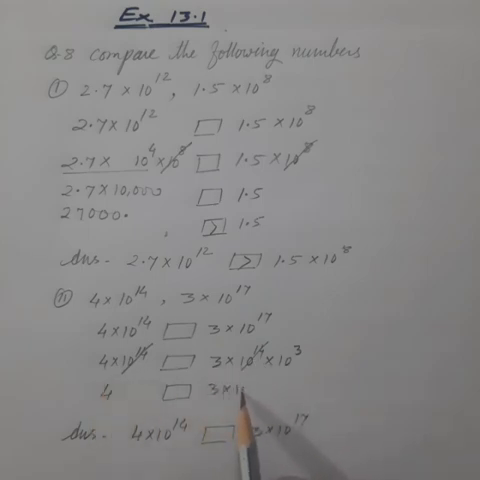Now find out this value. 3 into 10 raised to the power 3. 3 into 10 into 10 into 10. That means 10 tens are 100, 100 tens are 1000 and 1000 threes are 3000. 3000 is greater than 4. So this number is greater.